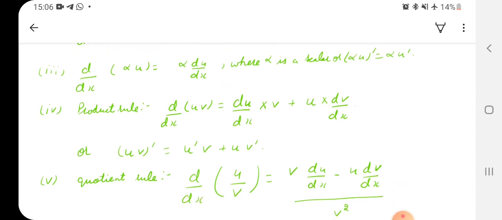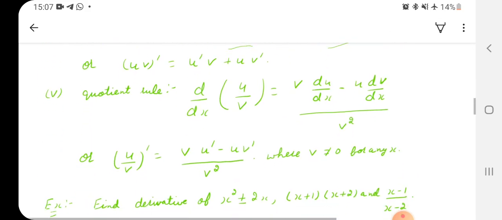Now, the derivative of u into v with respect to x will be what? We have to take the derivative of the first function into the second function as it is, plus the first function as it is into the derivative of the second function. So remember the rule: for u into v, it is the derivative of the first function into the second as it is, plus the first function as it is into the derivative of the second function, right? Or in other words, I can write (uv) dash equals u dash v plus u v dash.